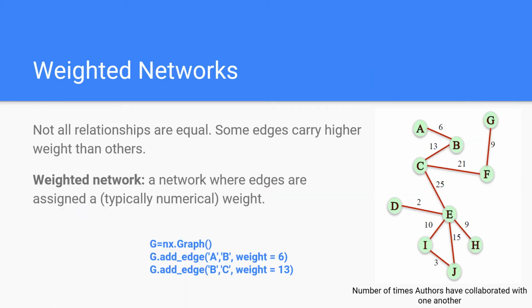Okay. Let us come to the topic of weighted networks. Now there are some networks which have relationships where we want to grade the level or the value of those relationships between the nodes. For example, here is a network of authors who have collaborated with other authors. The numbers 6, 13, 21 are basically edge weights. They represent how many times these authors have collaborated with one another.